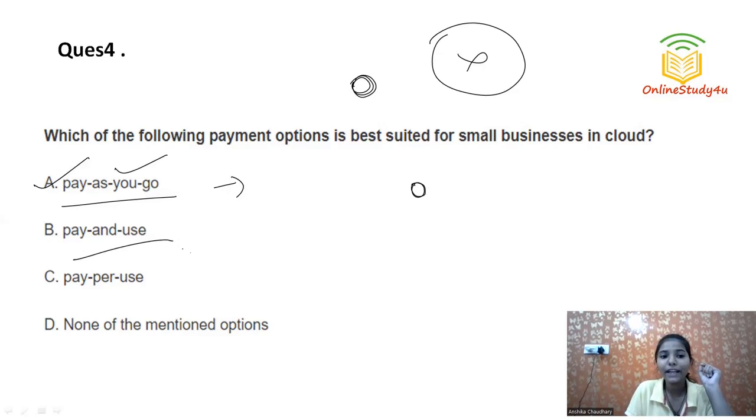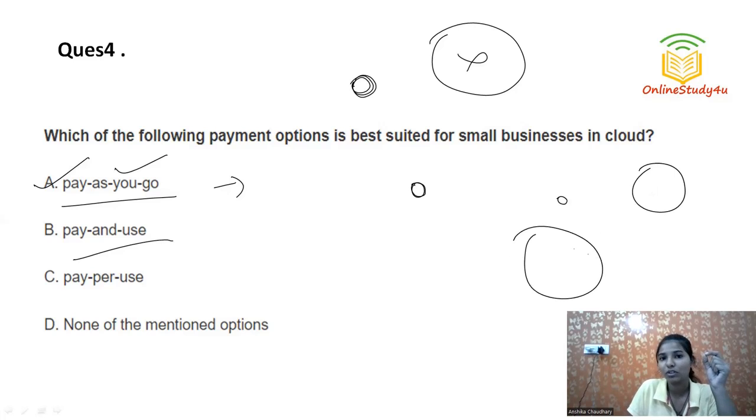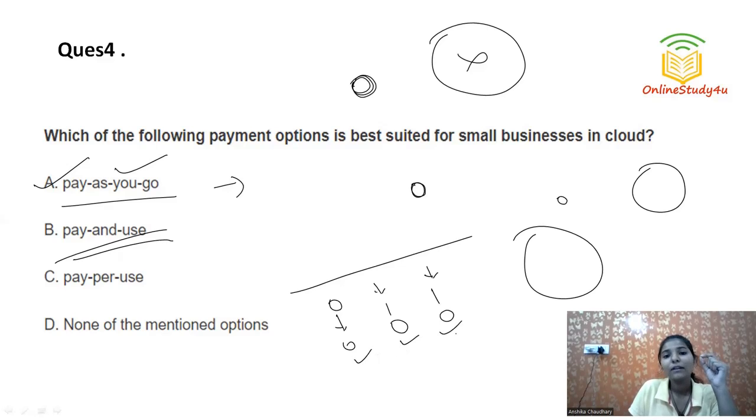So what is pay and use? This is like a specific amount of money you have to pay. Either you are using this or you are using this, but you have to pay this much amount. And pay per use, there are many kinds of services. For Wi-Fi you have to pay this much amount, for calling you have to pay this much amount, for messaging you have to pay this much amount. So you have to pay many times for every kind of service, time to time, so this is not a good idea either.